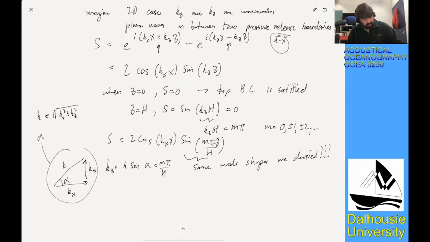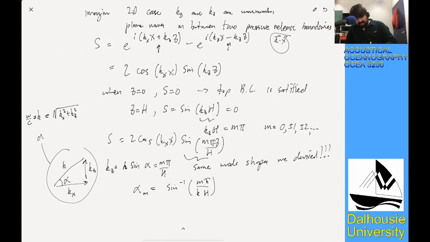By the way, this little triangle, you remember from earlier classes, we said k is equal to the square root of kx squared plus kz squared, right? This wave number is equal to the hypotenuse created by the vertical wave number and the horizontal wave number. Very handy little thing to keep in the back of your mind at all times. So we have this relationship between k sine alpha and m pi over h. If we simplify that, alpha is going to be indexed by m because it's discrete, right? It depends on which mode we're talking about. Alpha_m is inverse sine of m pi over k h.